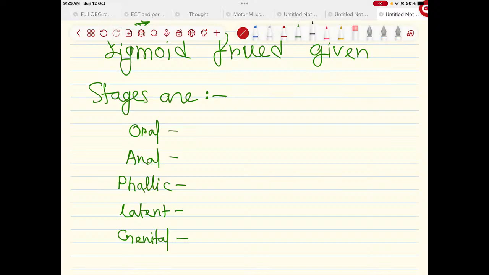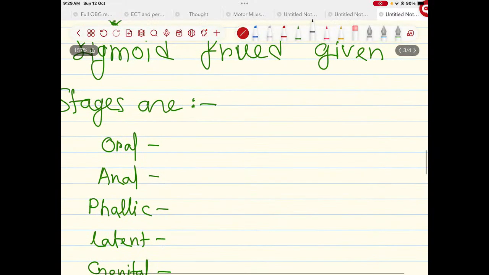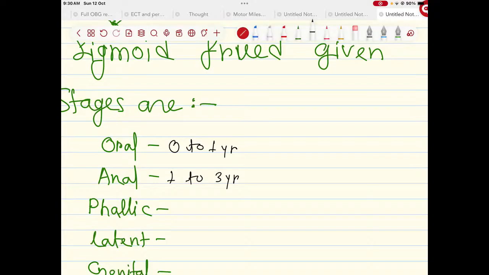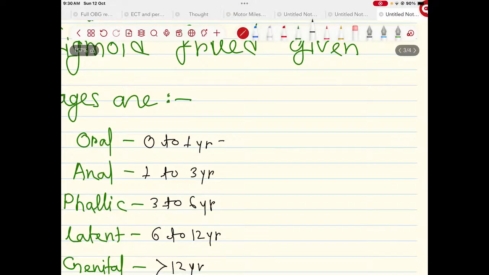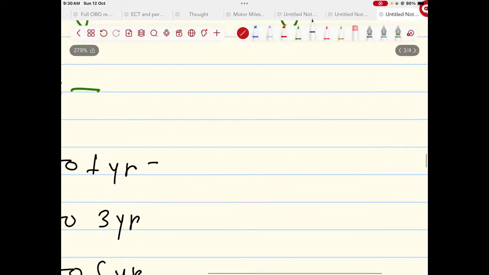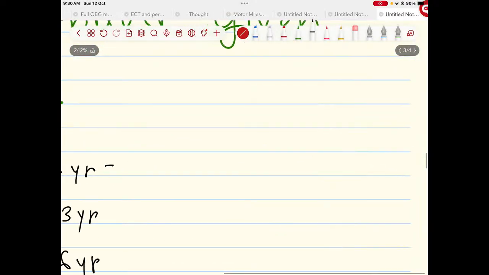So what do you mean by the oral stage? In the oral stage, the patient is seen at 0 to 1 year. The anal stage is 1 to 3 years. Phallic stage 3 to 6 years. Latent stage 6 to 12 years. And the genital stage above 12 years. So in the oral stage, what are the things you give to the individual?